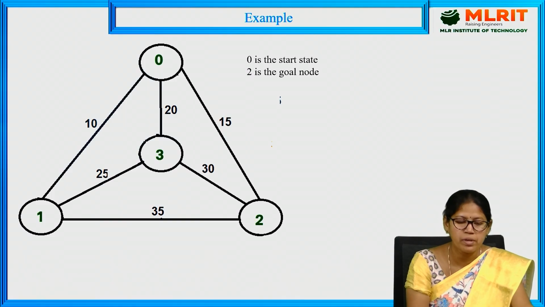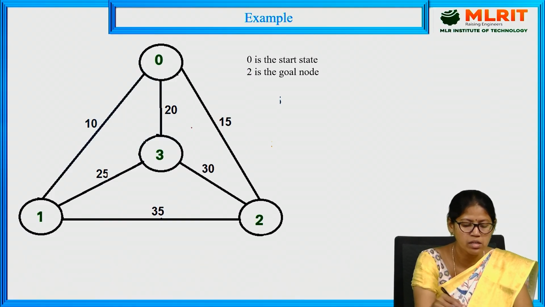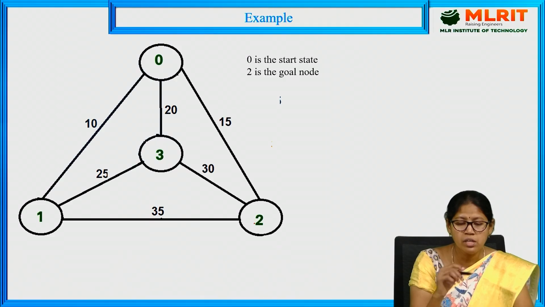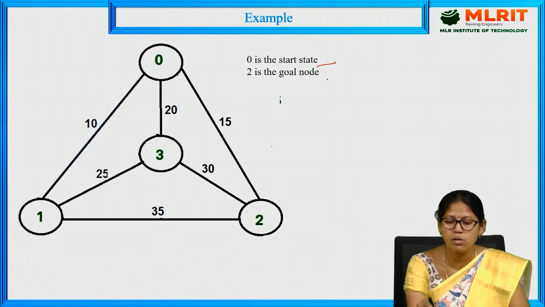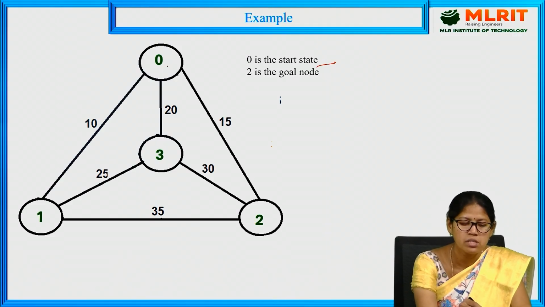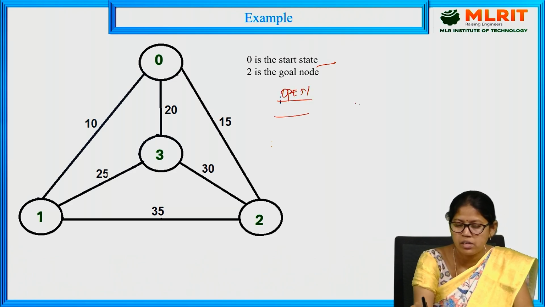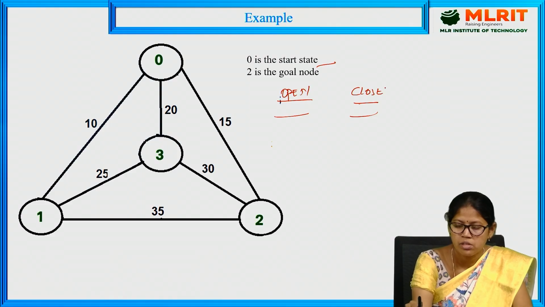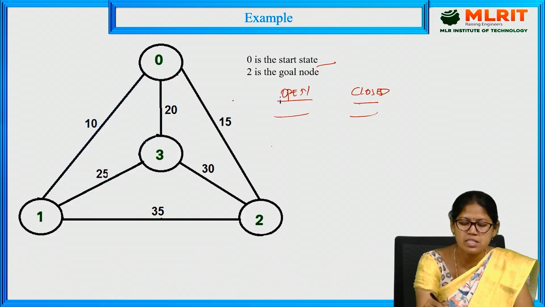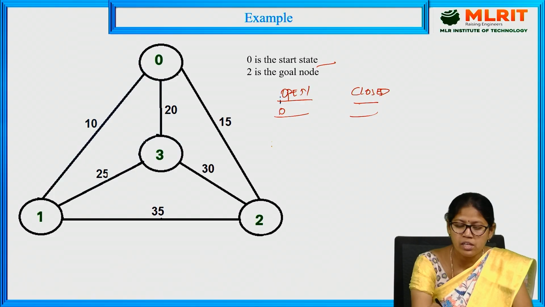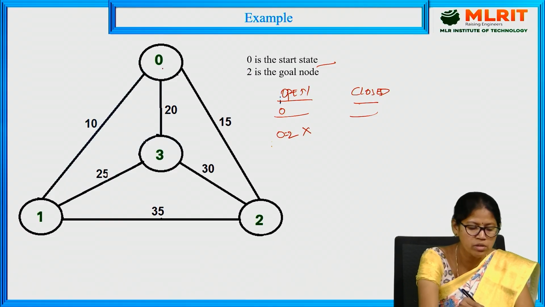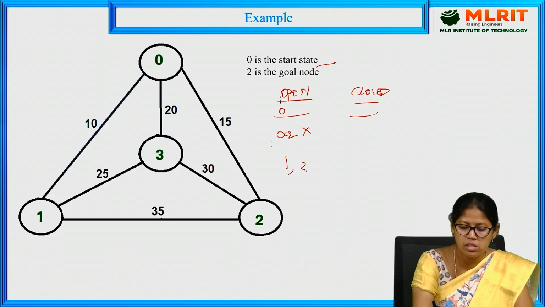Let's see the example. Here in this example, there are 4 nodes: 0, 1, 2, 3. 0 is the start state and 2 is the goal state. It will start from the start state. This is the open and this is the closed. Initially the open contains the start node 0. Then this 0 is called the node. This 0 is compared with the goal node 2. It is not matched. Then it will explore 1, 3, 2.